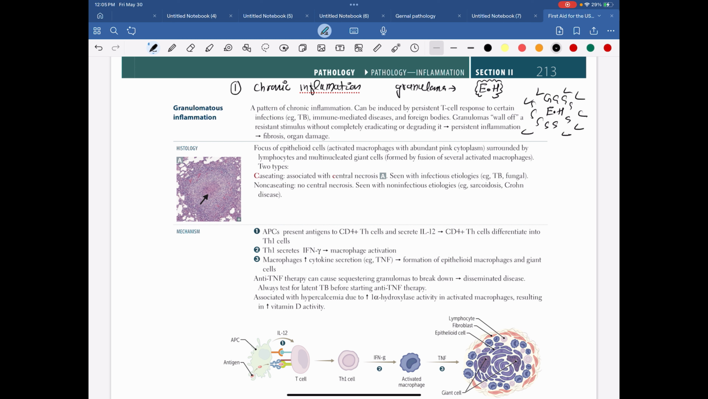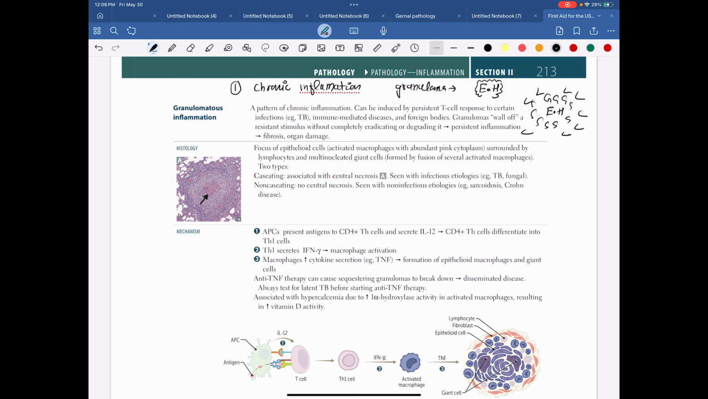Three important things are involved in the granuloma. First one, epithelioid histiocyte. Second one is the giant cell. Third one is the lymphocyte. So please keep this in mind. Then you have to remember the granuloma is divided into two main types. One is the caseating granuloma, and the second one is the non-caseating granuloma. So these are very important points.